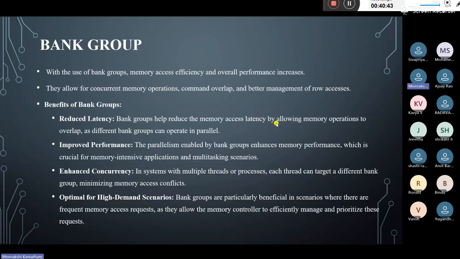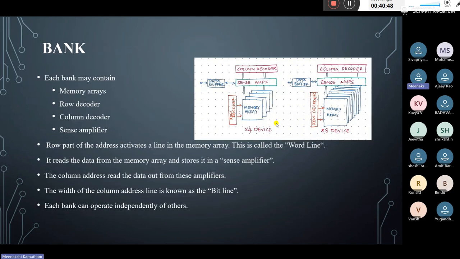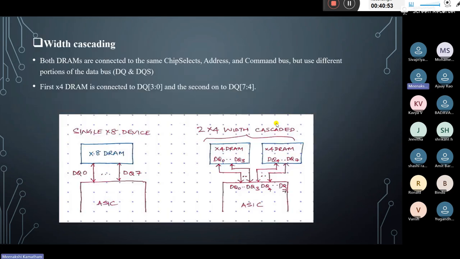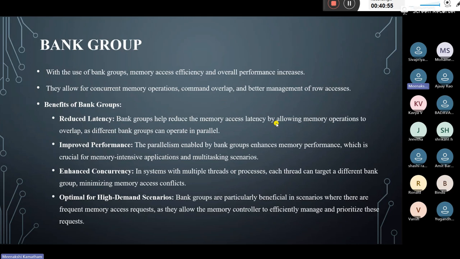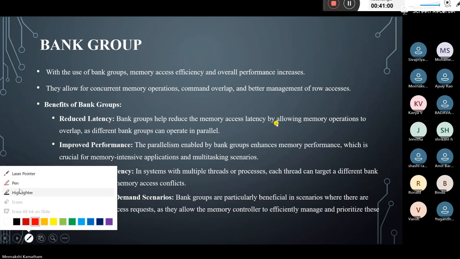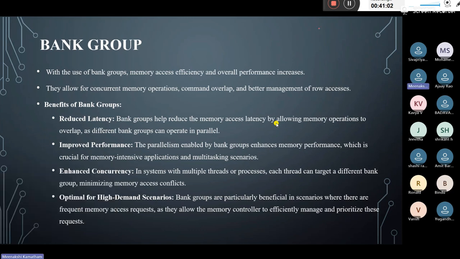And coming to the bank groups, why did bank groups come into the picture? We have banks after ranks, and then bank groups. So for example, this is one bank, bank 0. The same way we have bank 1, bank 2 and bank 3. Only 4 banks exist in DDR3.